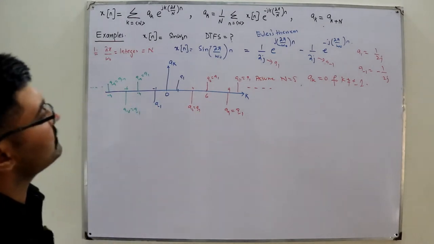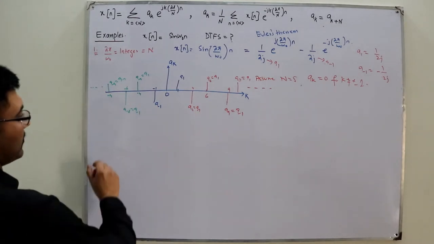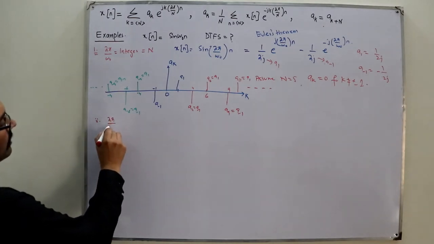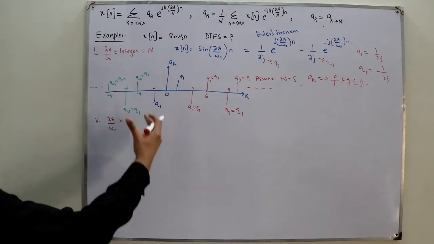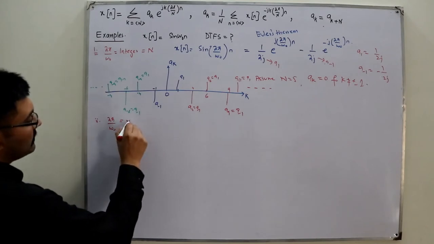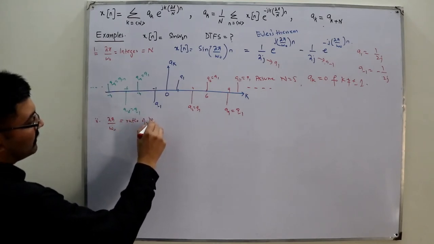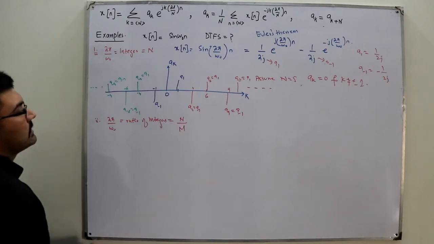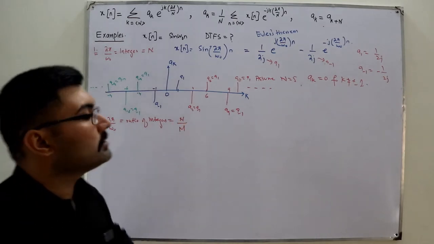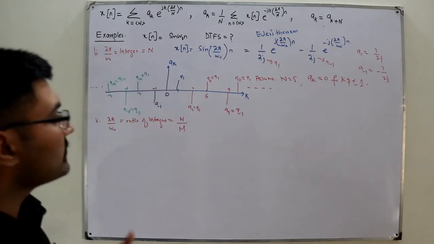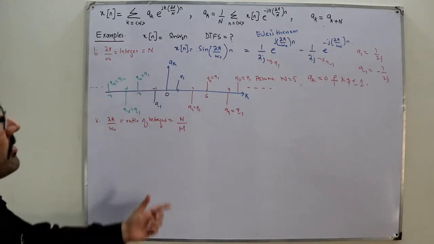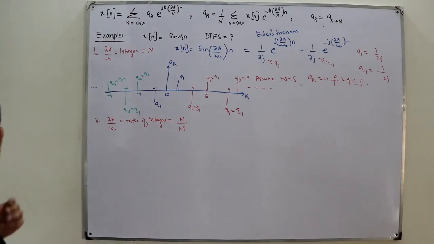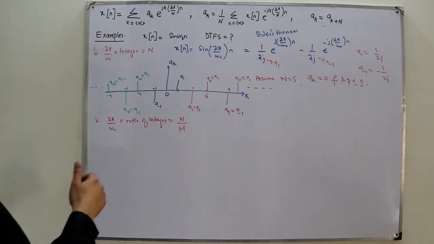This was the first possibility that this signal is periodic. The second possibility is that 2 pi upon omega naught is equal to some ratio of integers, and let's say that is equal to N by M, where this capital N again denotes the fundamental period. Let's say they do not have any common factors, so they are as it is in the P by Q form. Now, let's say again they are satisfying this condition.